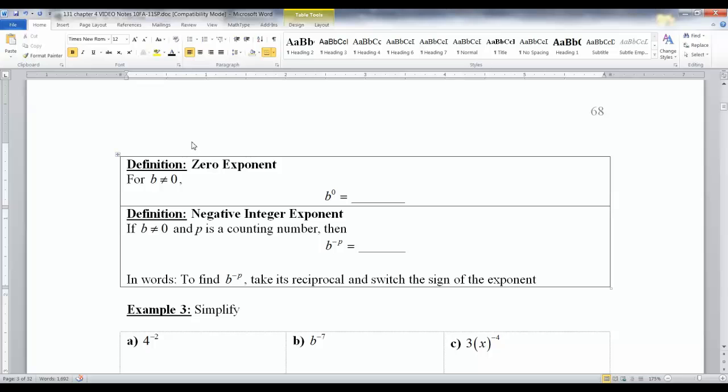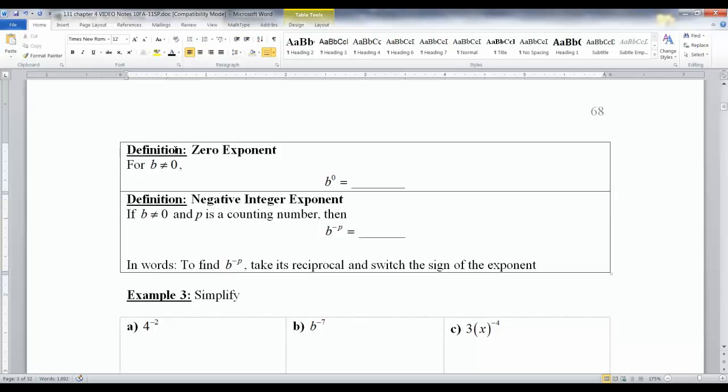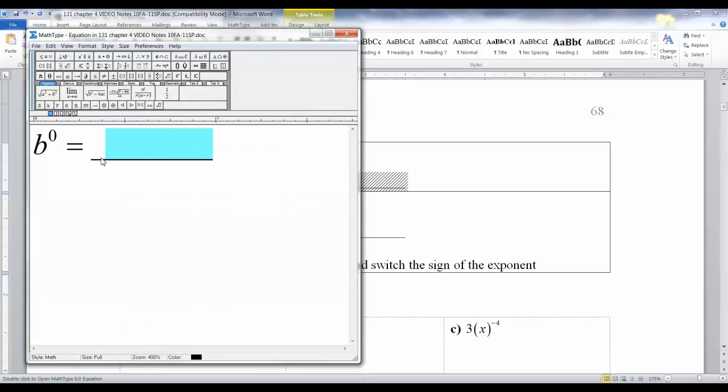First, let's talk about what a 0 exponent is. When you have 0 as your exponent, like b to the 0, that is automatically and always will be 1. The number 1. That's what it is. By definition, just know it.